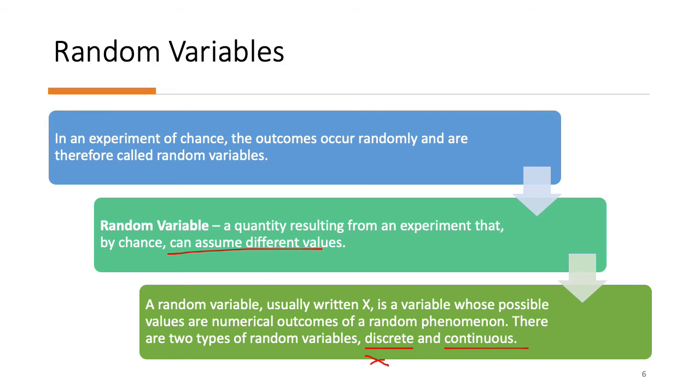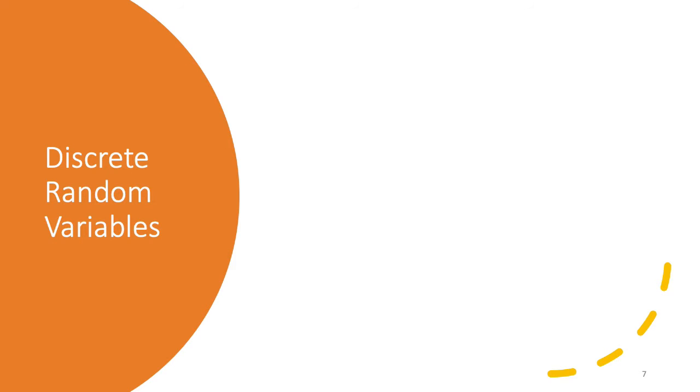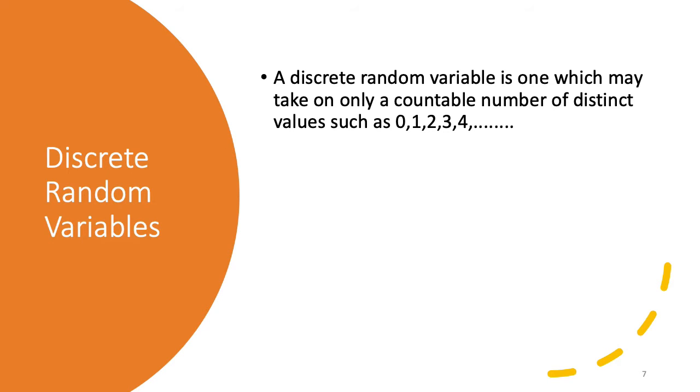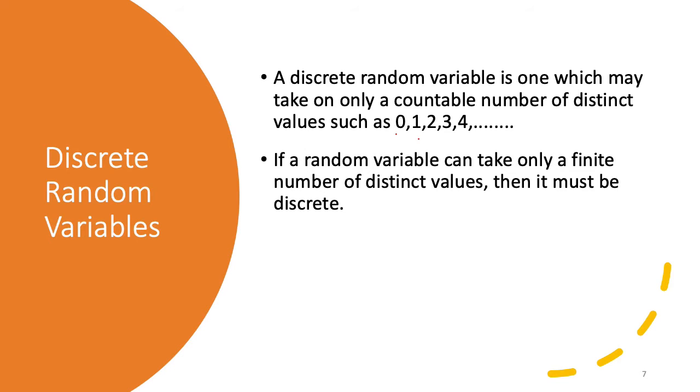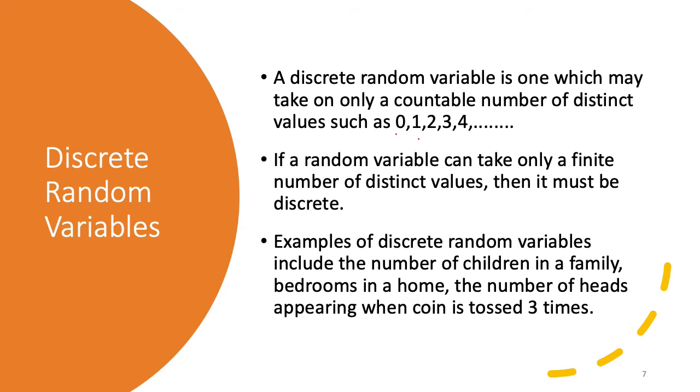In this chapter, we are concentrating on discrete random variables, and in Lecture 7, or Chapter 7 of your text, we'll be concentrating on continuous variables. A discrete random variable is one which may only take a countable number of distinct values, such as 0, 1, 2, 3, 4, etc. If the random variable can take only a finite number of distinct values, then it must be discrete. Examples of discrete variables include the number of children in a family, bedrooms in a home, or the number of heads appearing when a coin is tossed 3 times.